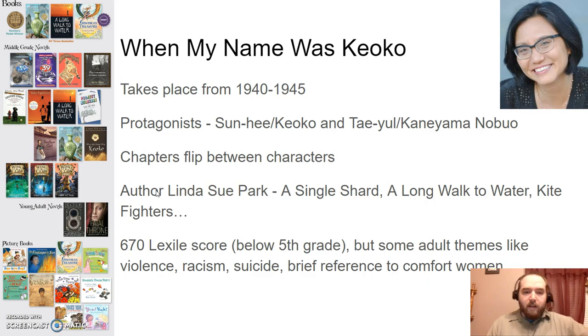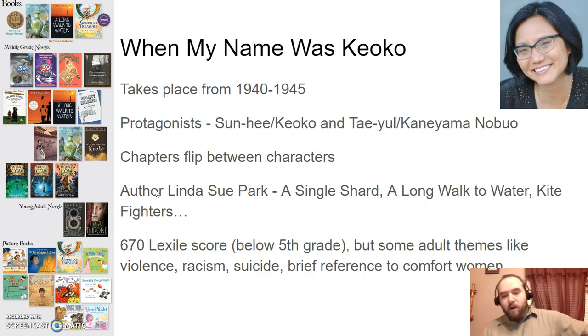So our protagonists, we actually have 2. We've got Sun Hee, who's forced to change her name to Keoko, and then we've got her brother. Depending on your cover, he might be on the cover, he might not, is Tae-Yul, who's also forced to change his name to Nobu. The chapters flip between the 2 characters. This gets a little confusing sometimes. I've had students in the past who got a little confused. What I had them do is just basically make a cheat sheet with the name and then just male, female, and that made it a lot easier for them.